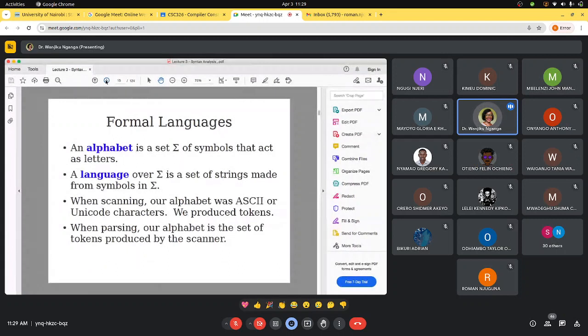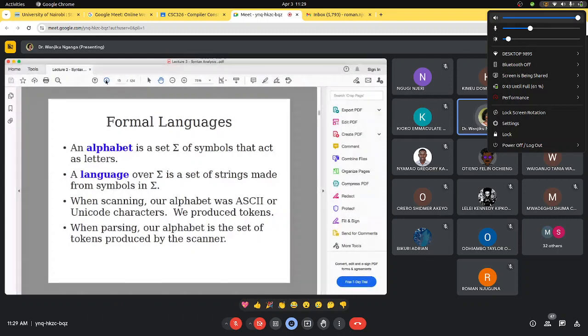So this is just a refresher. We already know when we're talking about scanning, the alphabet is basically a set of symbols that act as letters. And a language over a certain alphabet is basically the set of strings that can be formed by combining symbols from sigma. So when we're building our scanner, basically we're using either ASCII as our alphabet or Unicode characters. And then we have rules, and these are regular expressions, that show us how we combine the alphabet into valid tokens, or rather into symbols that we associate with the tokens.